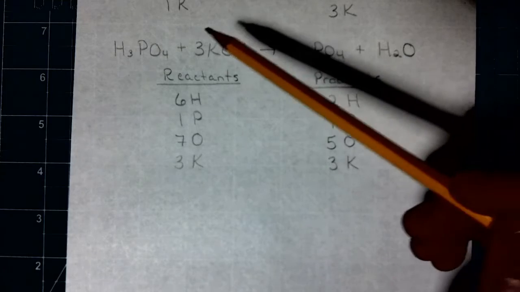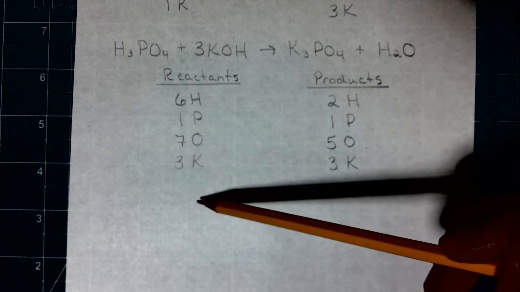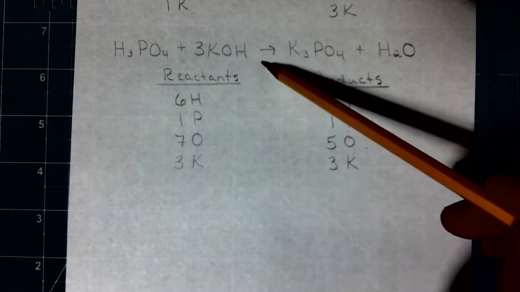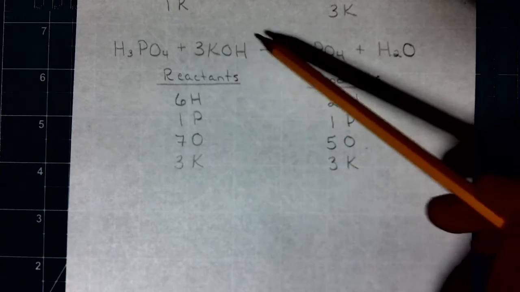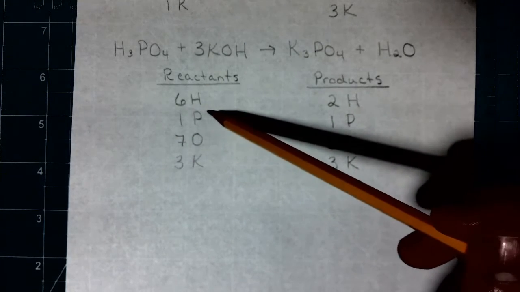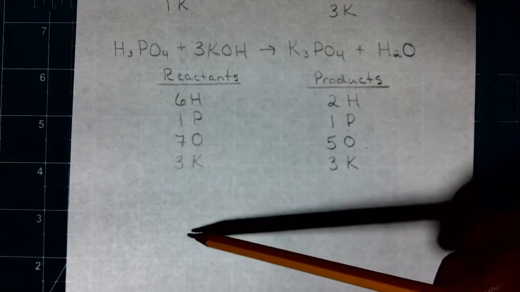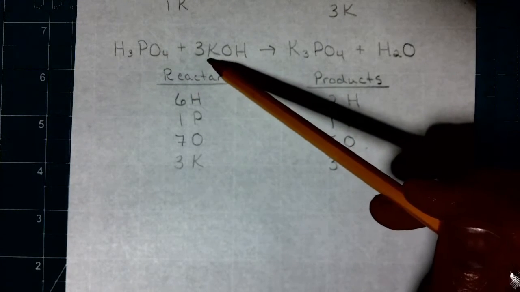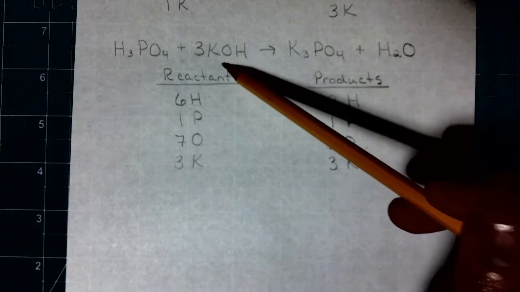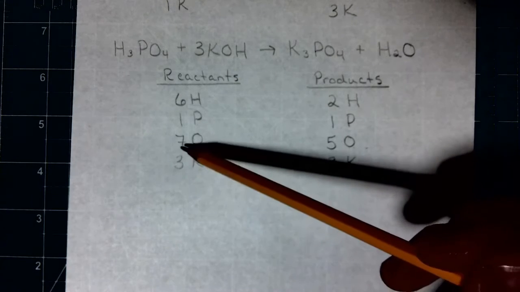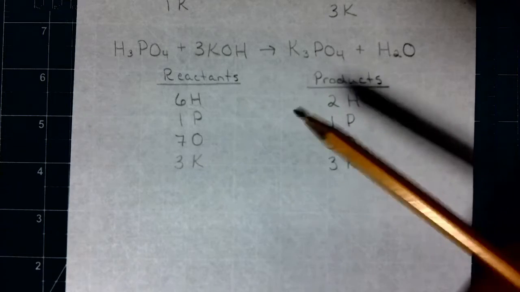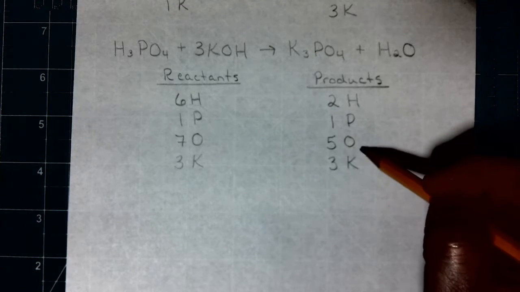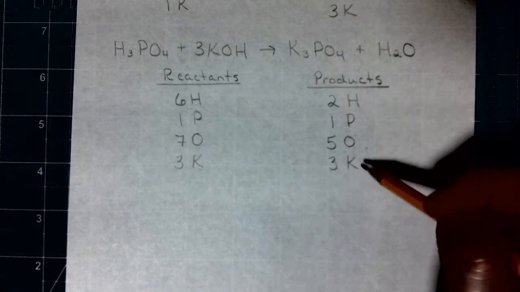And then I refigure out how many atoms I have on this side. Now I have these 3 hydrogens and 3 times 1, 3 hydrogens from the 3 KOHs, for a total of 6 hydrogens. I still have the 1 phosphorus. I have 7 oxygens now: these 4 here, and 3 times this assumed subscript of 1, so 7 oxygens, and 3 potassiums. So now I've balanced my phosphorus and my potassium, but I got my oxygens and my hydrogens out of whack.